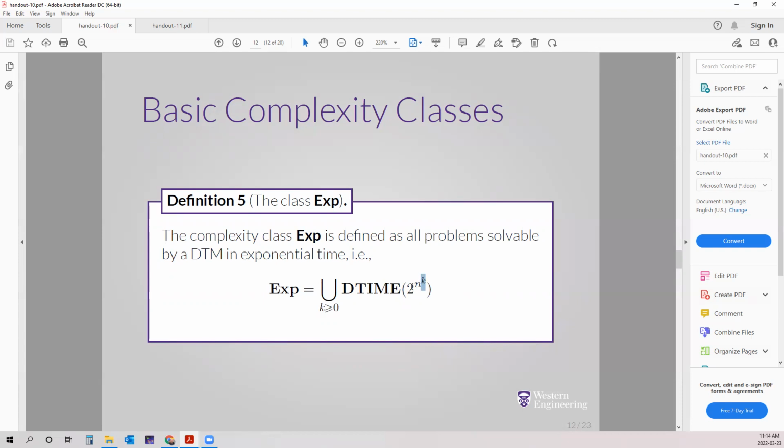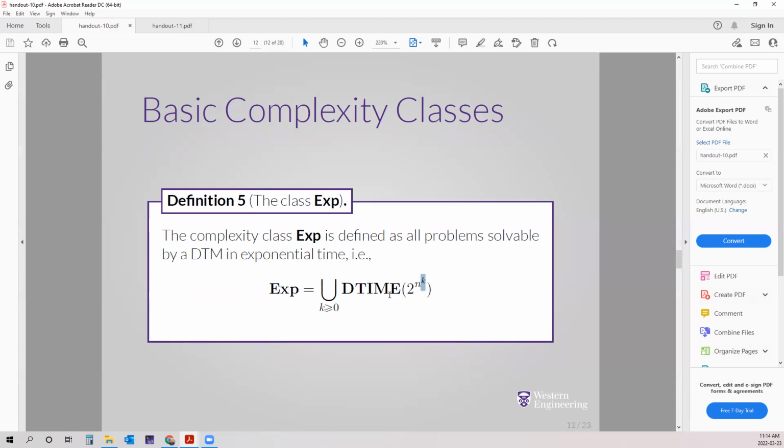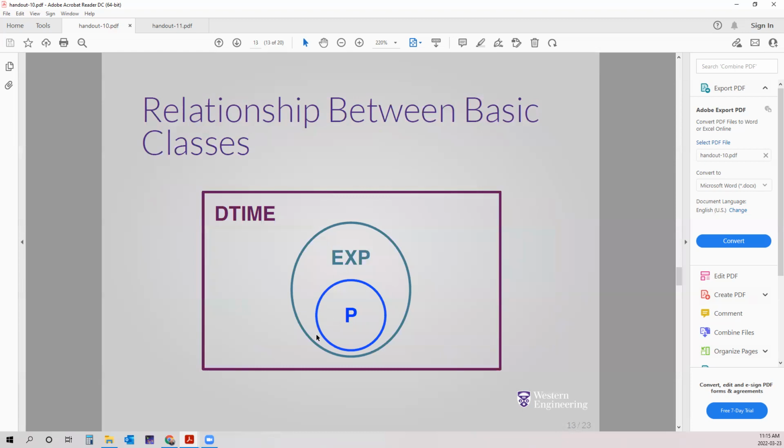So the polynomial one is a subset of the exponential one, because this could be 0 or more. So P, the class P polynomial, is a subset of the basic class exponential complexity running time for a deterministic Turing machine. Is that clear?